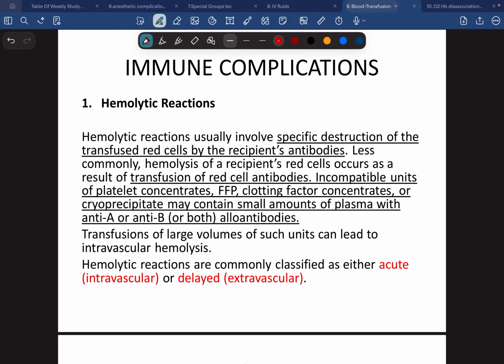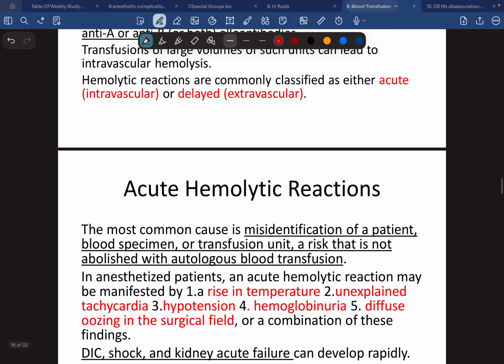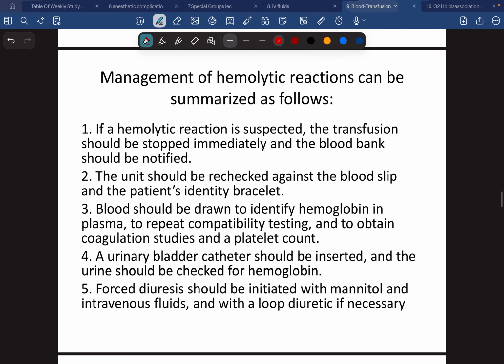First, we stop the transfusion. We notify the blood bank. We resend the blood and we take blood samples from the patient to make sure whether they are compatible or not. And then we act with ABCs, to make sure that they are breathing okay, blood pressure and heart rate are fine, oxygen saturation is okay. And then we insert urinary bladder catheters to monitor if there is any hemoglobin within. If an ABO incompatibility is suspected or confirmed, you need to do diuresis.